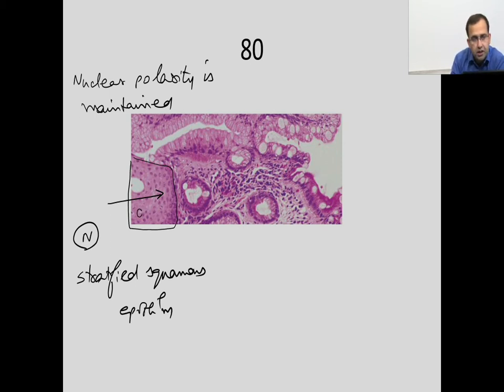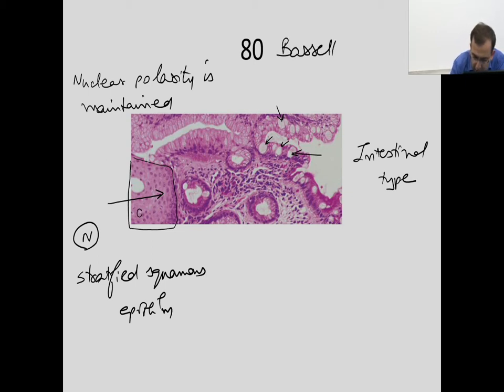So these are the columnar cells with presence of interspersed goblet cells. So stratified squamous changing to intestinal type. This is called intestinal metaplasia, which is seen in Barrett's esophagus. So this is a base slide of Barrett's esophagus, intestinal metaplasia.